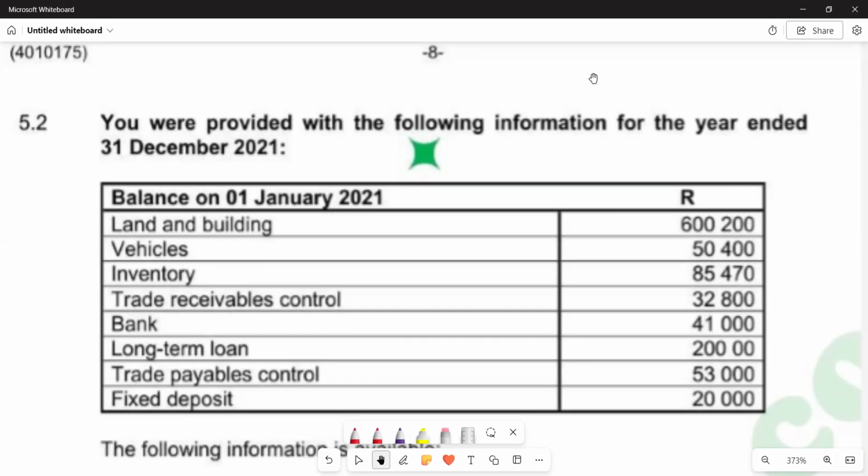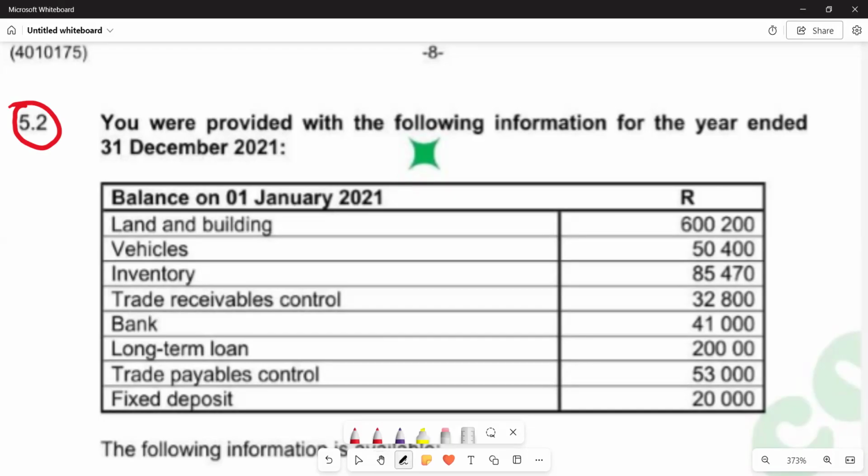If you want to look at the recent question paper of June 2024, we're going to look at question 5.2 in particular. This question is on the preparation of the trade receivables control account. The question reads: we were provided with the following information for the year ended 31 December 2021, whereby we are given balances from 1 January 2021.